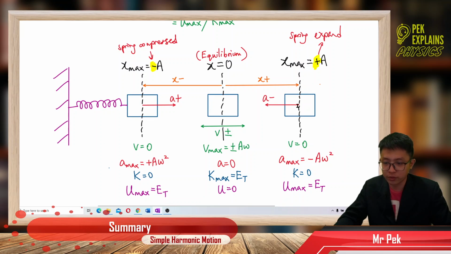Now, velocity is 0 at the amplitude. Because here it stops temporarily at the amplitude and changes direction. But velocity is maximum at the center. So Vmax, maximum velocity, is actually... Okay, let us start with the maximum displacement. Maximum displacement is amplitude.